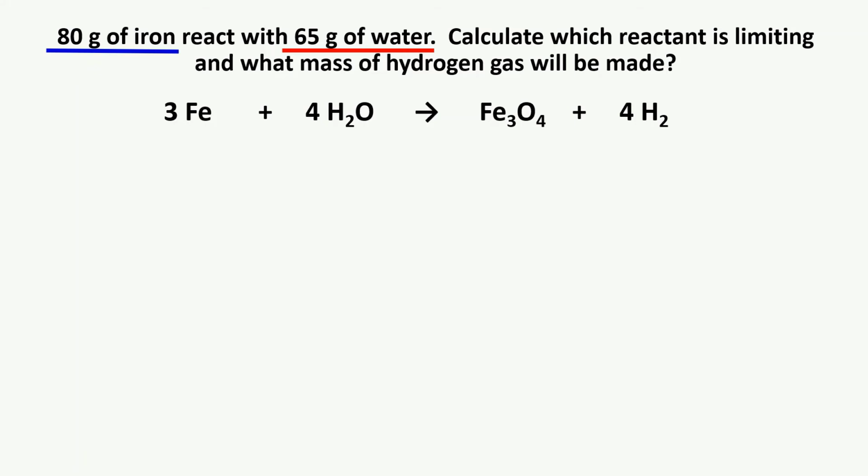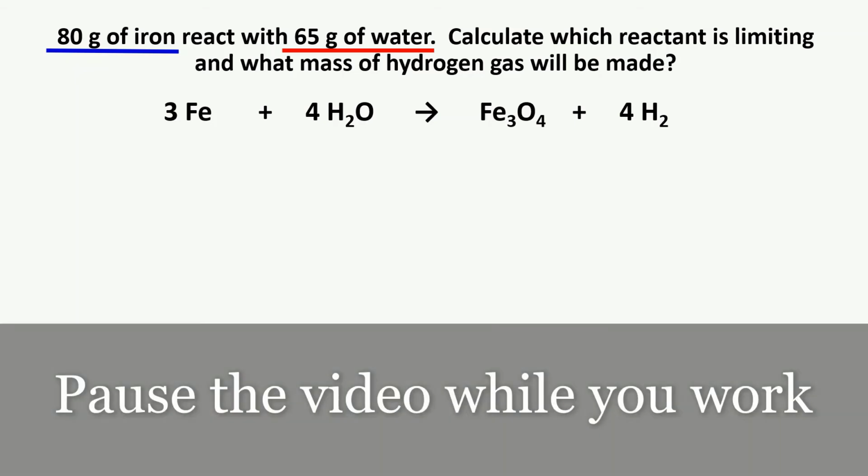You're still going to need to make two calculations, one for each reactant, but in this case you need to incorporate the molar mass into your calculations. So you're going to need a periodic table, calculator, and scrap paper. Pause the video while you work, and when you have an answer, start the video up again.